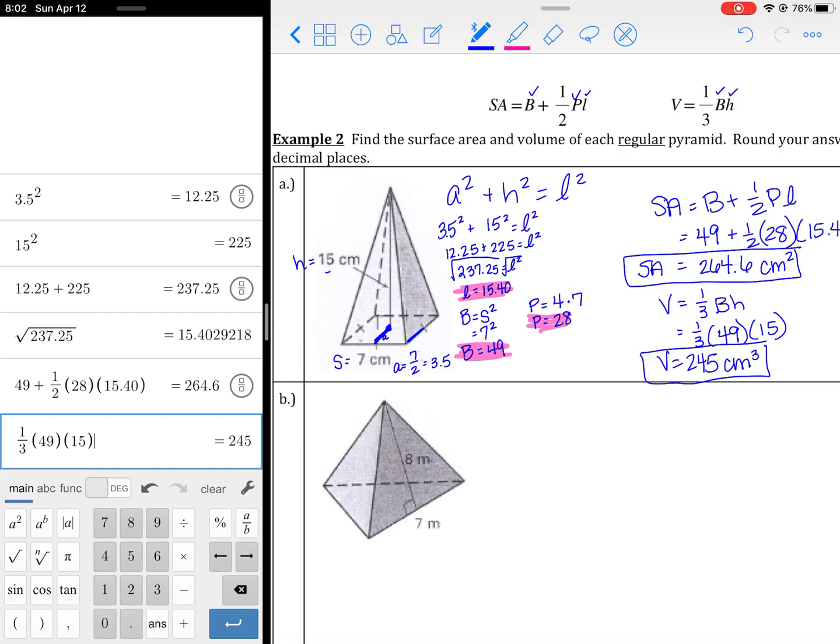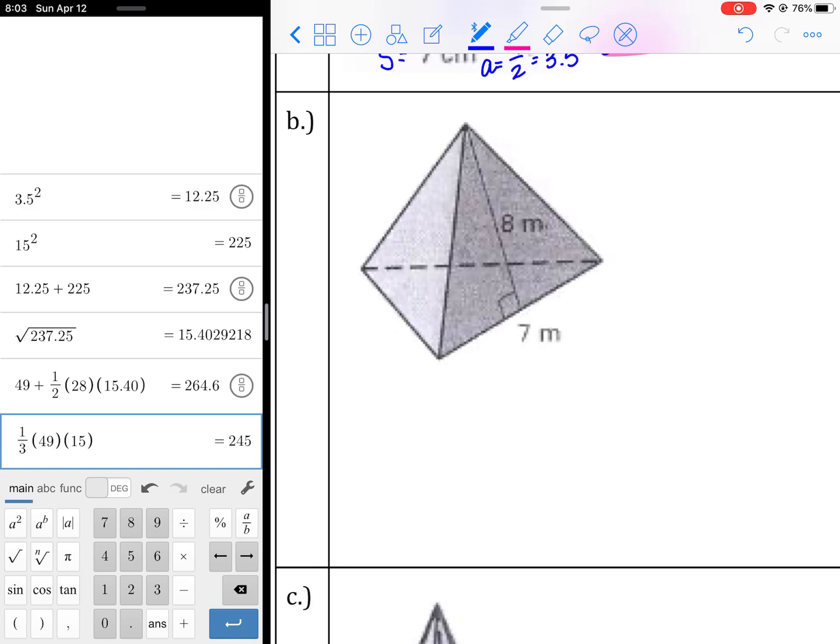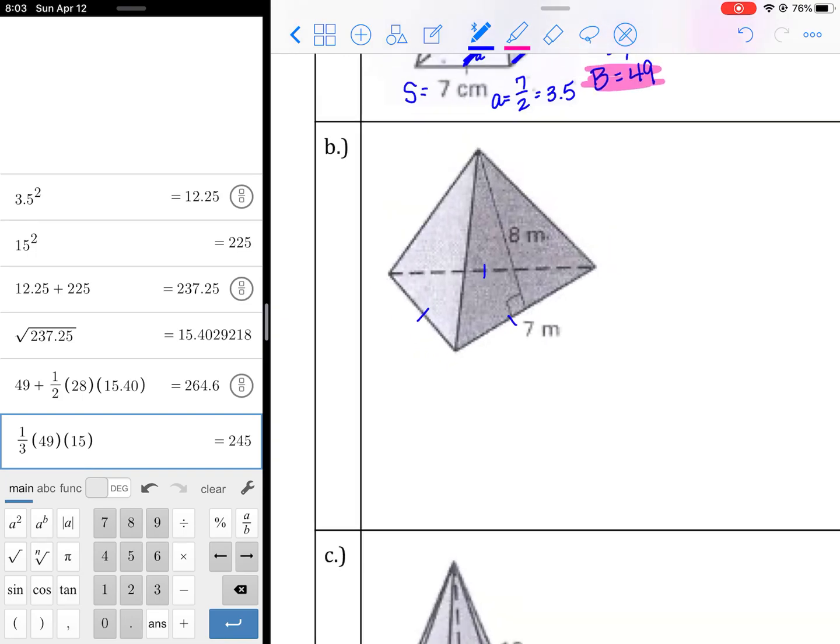So that was for a square pyramid. The base was a square. So our work changes a little bit each time because the shape that we're dealing with changes a little bit. So our next one we're going to look at is an equilateral triangle as the base, and then it is a pyramid from there. So each of these side lengths are going to be congruent.